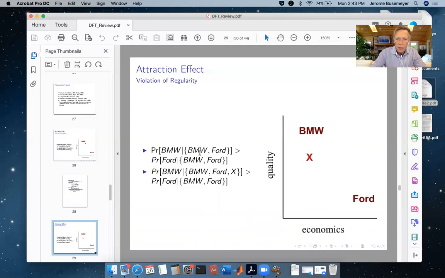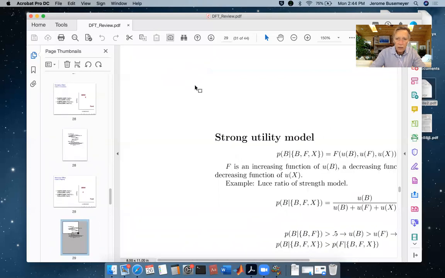But we're getting a violation, because the binary choice is smaller than the triadic choice. Let's say the binary choice is 0.6, and this goes up to 0.75. So that's a violation of regularity. That's a kind of violation we call a violation of a rational choice axiom. Adding this defective option somehow makes the BMW more popular, when you should never even choose this option. Now this violation of regularity also rules out a large class of models.